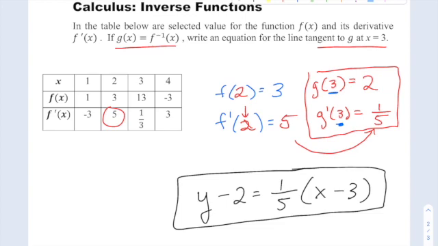So, saw two different inverse examples. Hopefully this cleared it up a little bit. It can be a little bit confusing until you get the hang of it. So keep working. If you have any questions, just let me know.